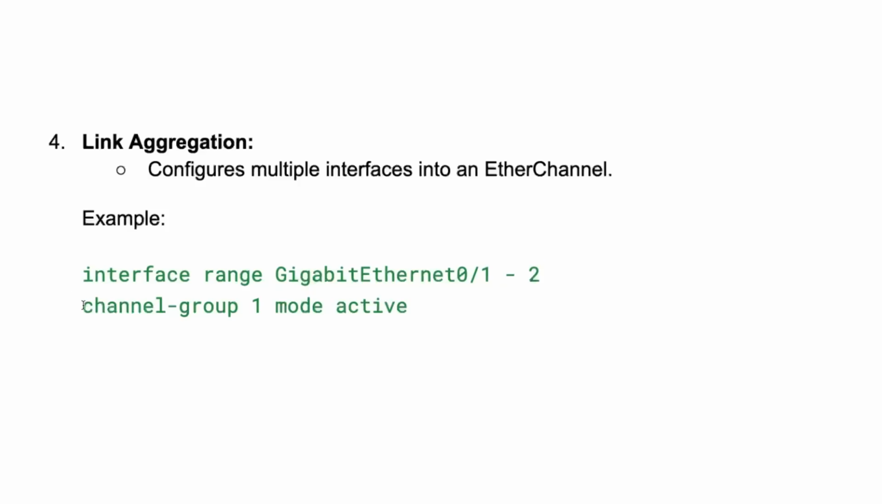And then now you say that you want to channel this group, and it's going to be group 1, and then you're going to turn it into active mode. So you're channeling the group into group 1, and group 1 is going to consist of these 2 interfaces, or this range of interfaces. It could be more than 2, obviously. And then we're going to create the group, and then the mode itself is going to be active.